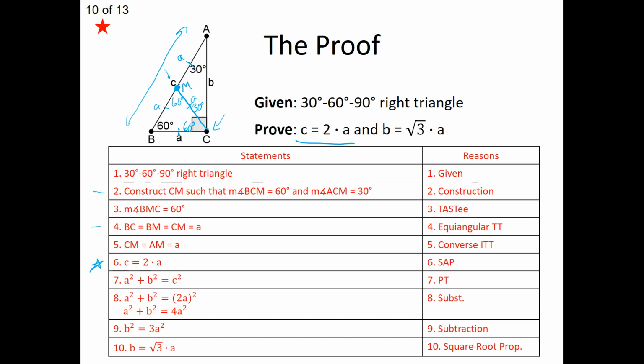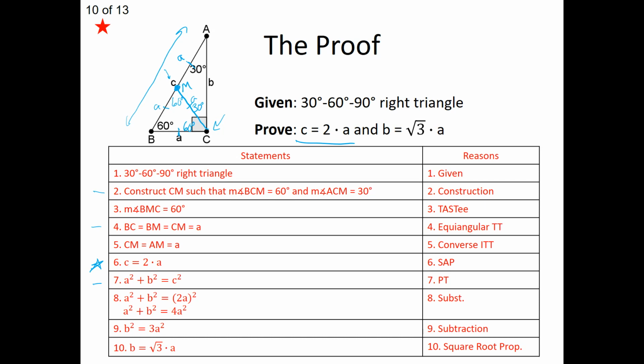Now the last steps are going to turn a bit more algebraic. These last steps are going to lead us into the second part of our proof statement, that B is equal to the square root of 3 times A. So where do we begin leading into this last part? We begin with the Pythagorean theorem in step 7. Take a look at step 7. I know that since we were given a right triangle, I can apply the Pythagorean theorem. A squared plus B squared equals C squared.